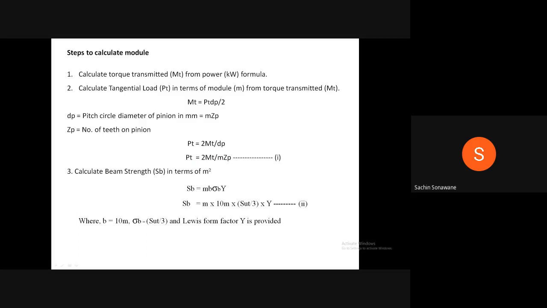Then calculate beam strength in terms of m square. Therefore, SB is equal to m b sigma b into Y. Therefore, SB is equal to m into 10m into SUT divided by 3 into Y, where b is equal to 10m, sigma b is equal to SUT divided by 3, and Lewis form factor Y is provided. Therefore, we will determine PT in terms of module and beam strength in terms of m square, equations 1 and 2.